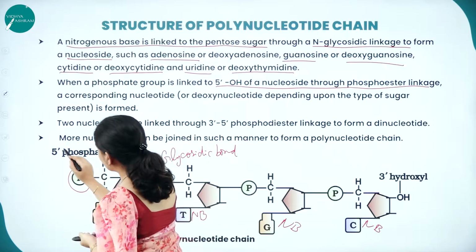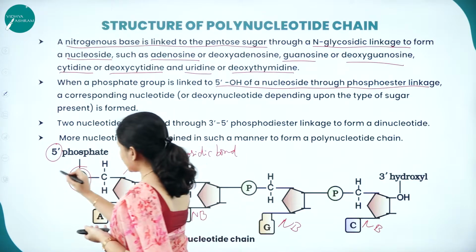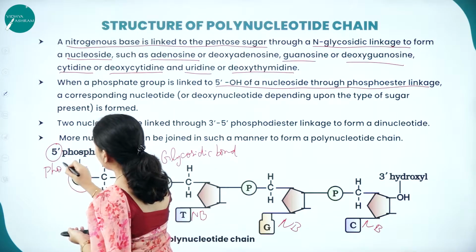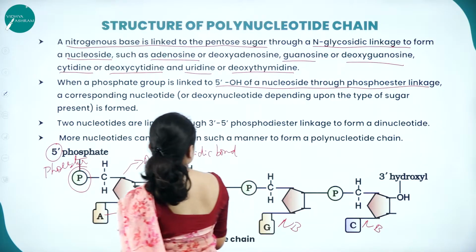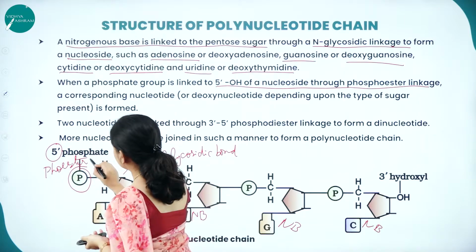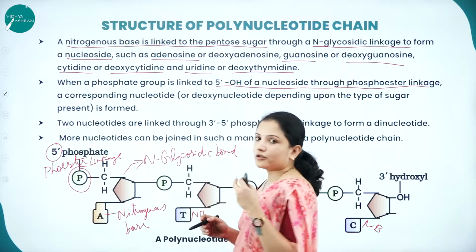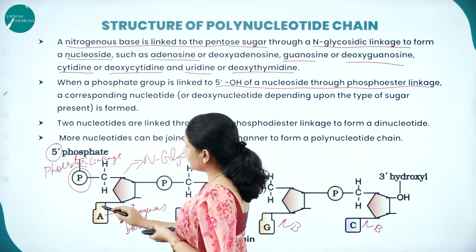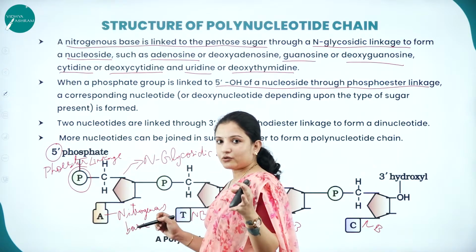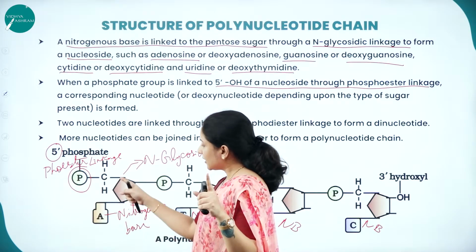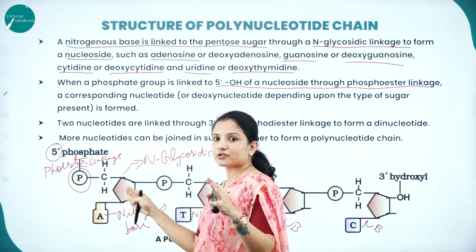So this phosphate group is linked to the 5' end. How is it linked? It is linked by a bond called phosphoester, phosphoester linkage or phosphoester bond, and also it is linked to the corresponding nucleotide. That's true, right? Phosphate is linked to the nucleotide. What is a nucleotide? Nucleotide is nothing but a nitrogenous base connected to a pentose sugar, that is deoxyribose pentose sugar.